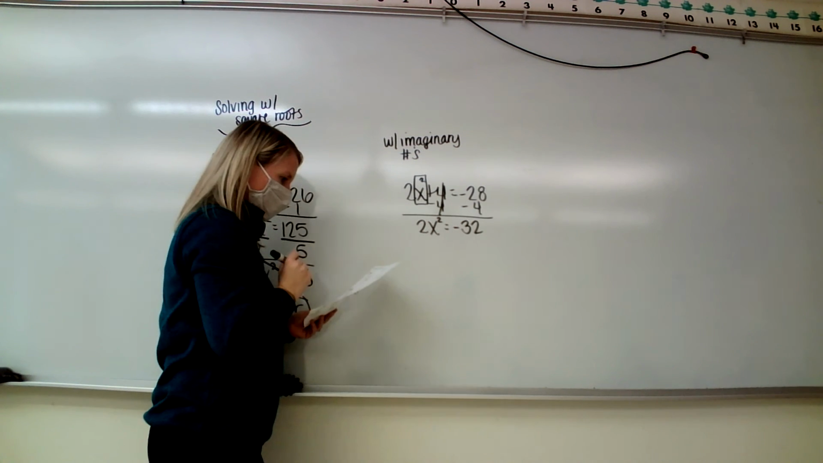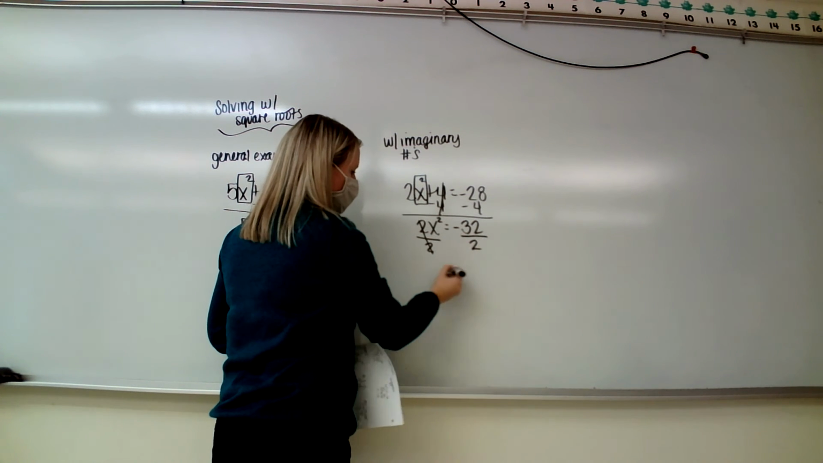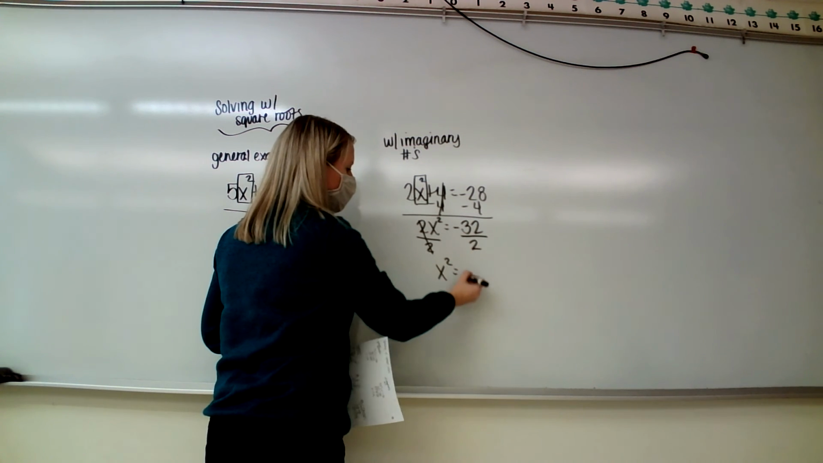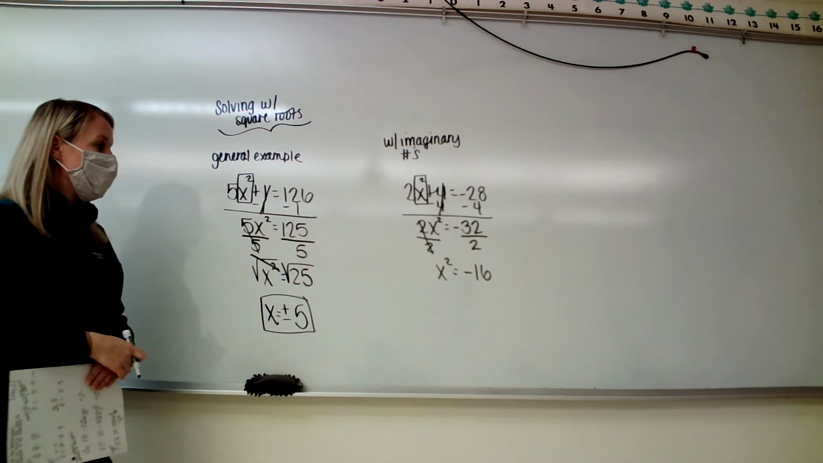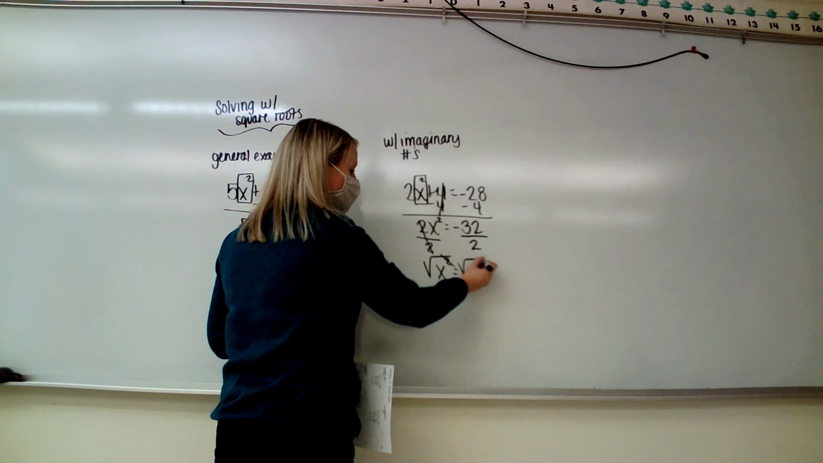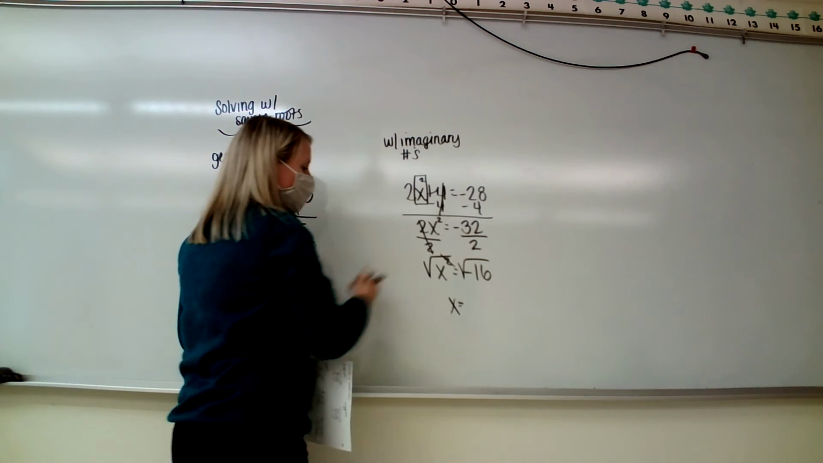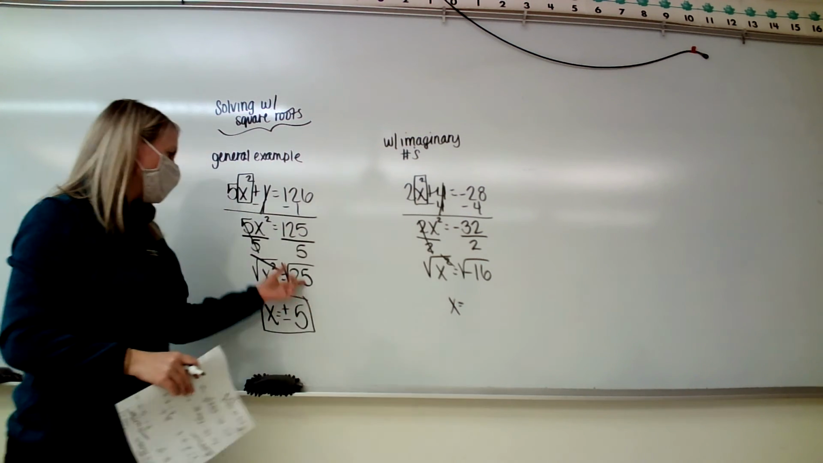I'm going to divide by 2. Nothing more than just isolating a variable. And once I get to here, I am going to take the square root, because once again, the square root cancels the squared, and we're just left with x equals. The only difference between this one and this one is in this one, I'm taking the square root of a negative, whereas this was a positive.